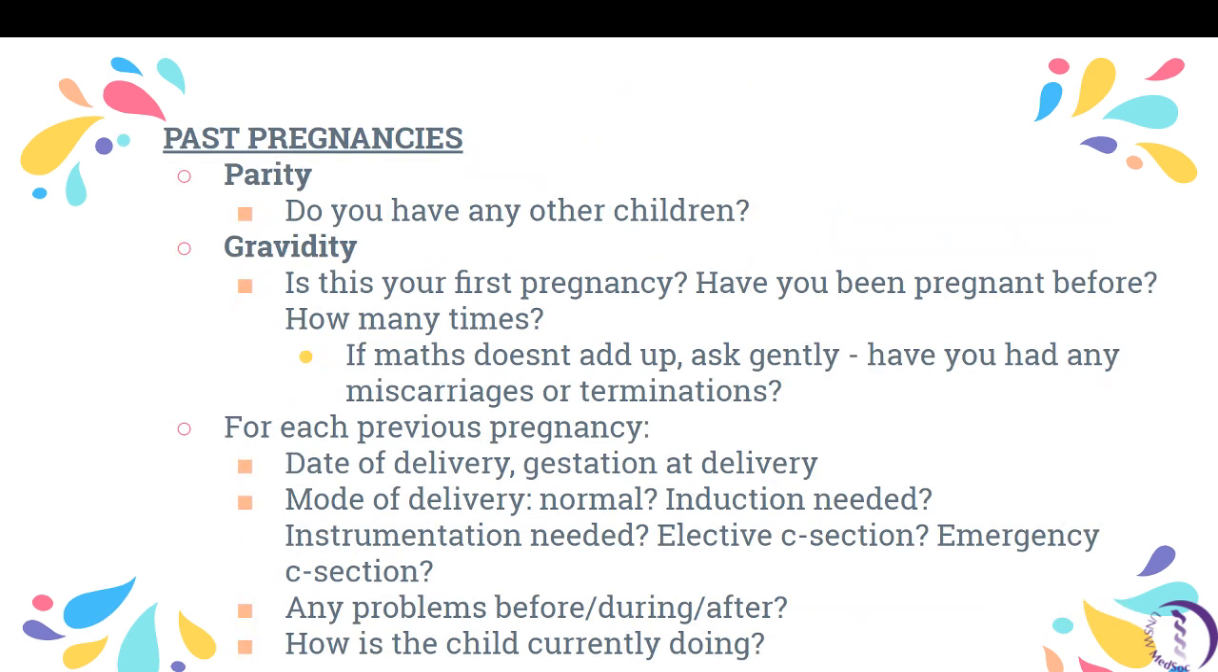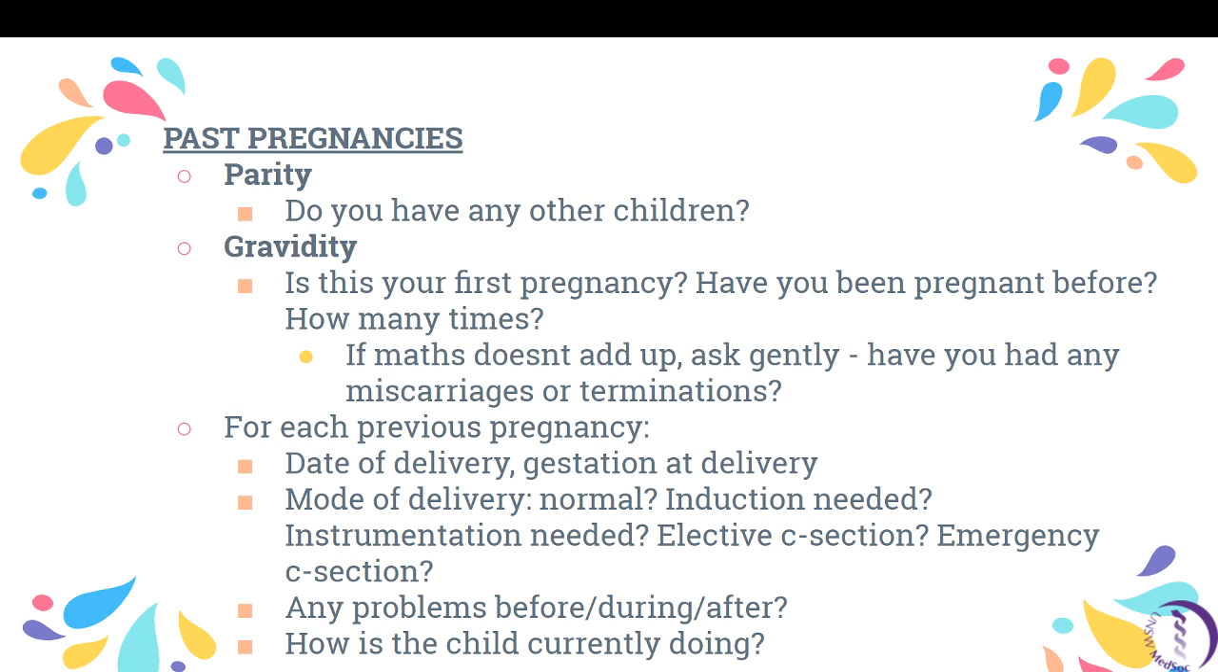Alrighty. So that was the current pregnancy. So now you're also looking at the past pregnancies, okay? So there's two different things that you always want to mention. Whenever you have a pregnant woman, you want to state what's their gravidity and what's their parity. So parity, you ask this by saying, do you have any other children? The difference between the two is that gravidity is how many times you've been pregnant, and parity is how many live births have you had, okay?